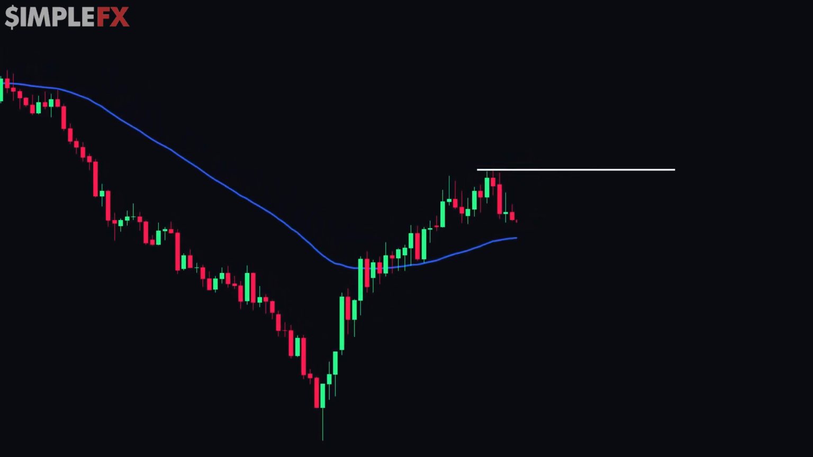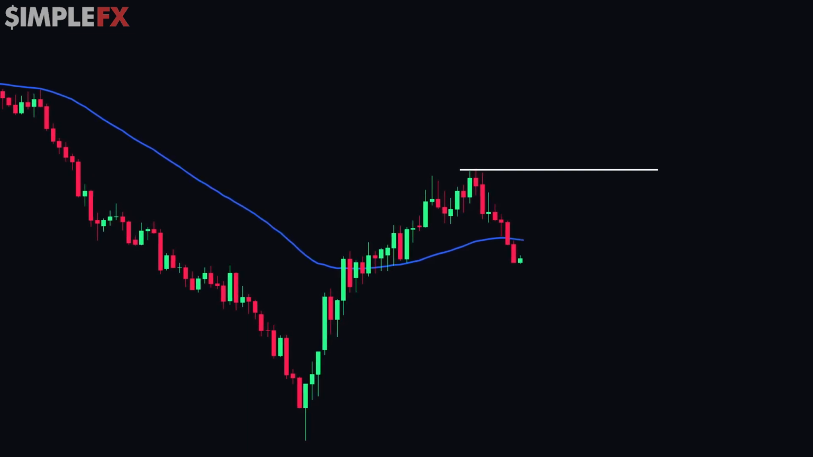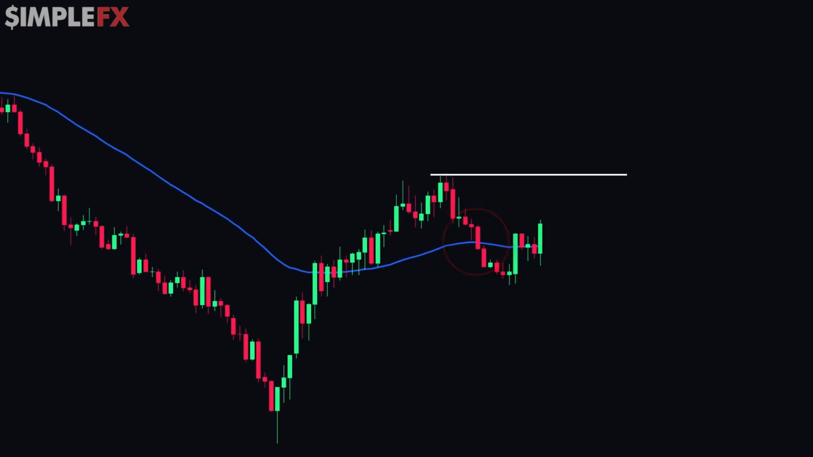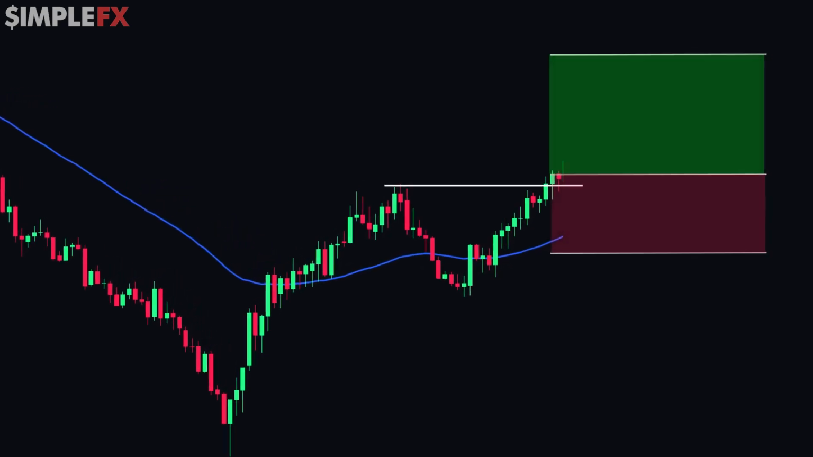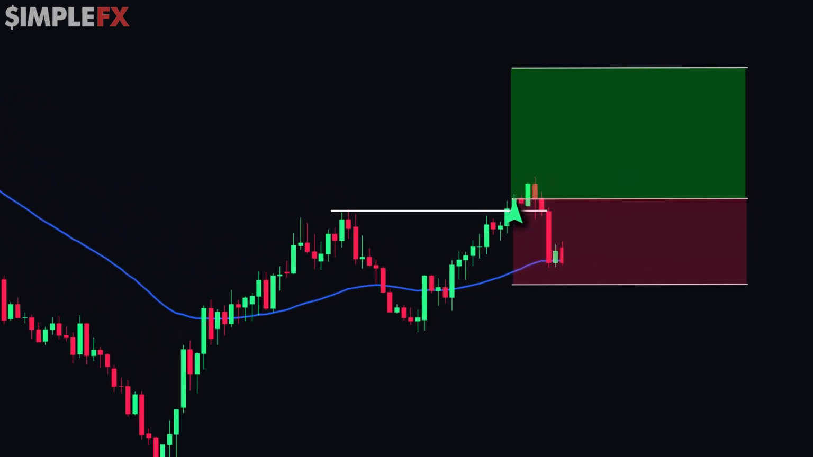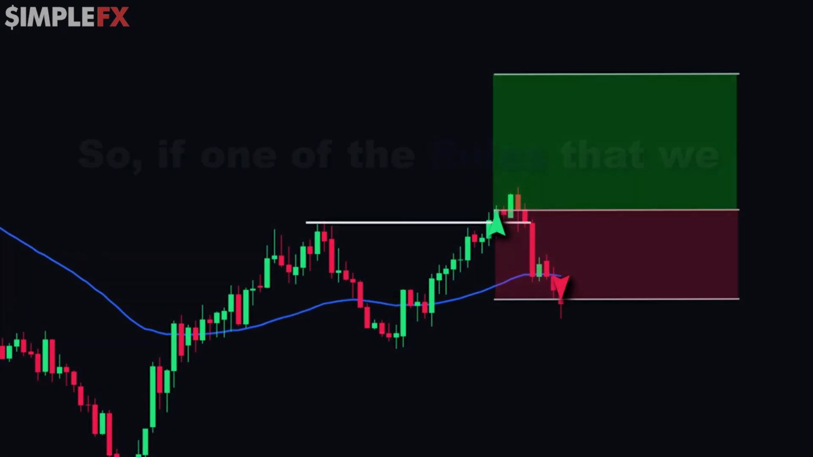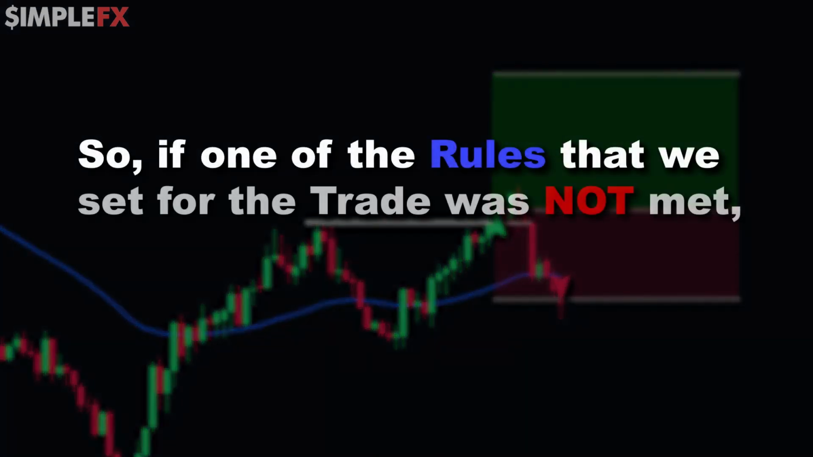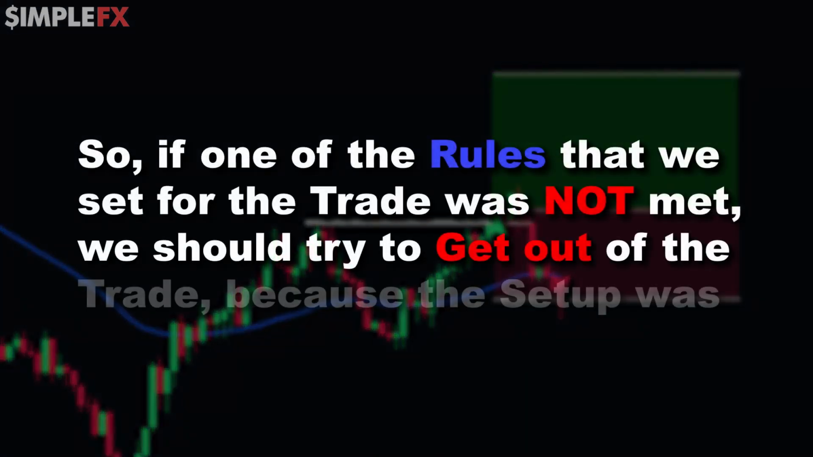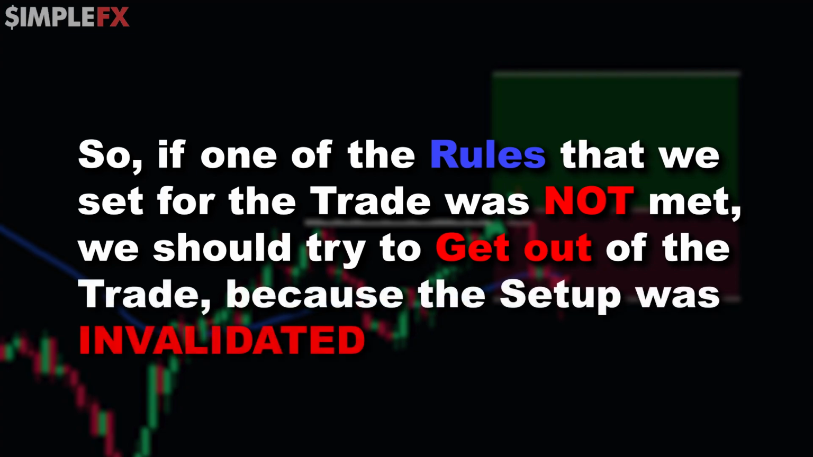But before we ever broke out of that horizontal line, the trade already got invalidated because the price went below the 50 EMA again. And if we were to continue with the trade and bought at the breakout anyways, the trade would have failed and the stop loss would get hit. So if one of the rules that we set for the trade was not met, we should try to get out of the trade because the setup was invalidated.